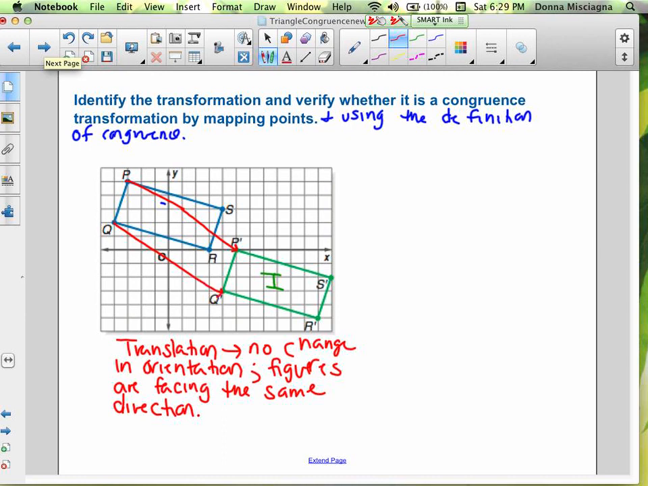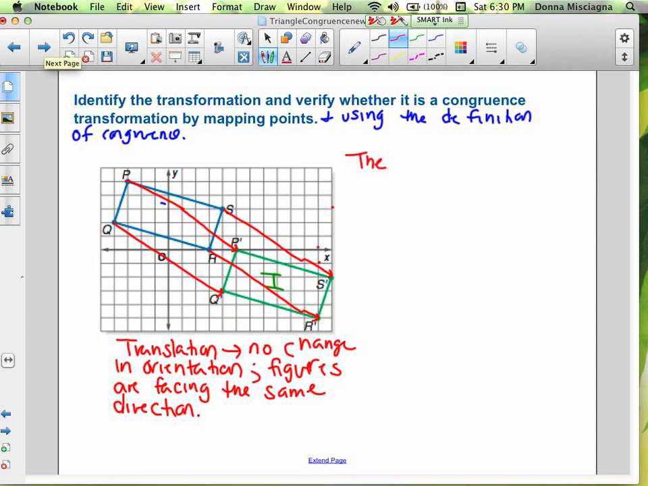How about R and S? 1, 2, 3, 4, 5, 6, 7, 8 to the right, and 1, 2, 3, 4, 5. So R to R prime is 8 to the right and 5 down, with a little glitch there. And then who's left? S. 8 to the right and 5 down. Exact same movement.